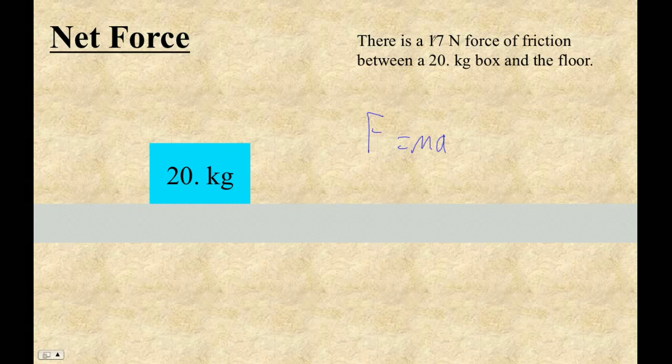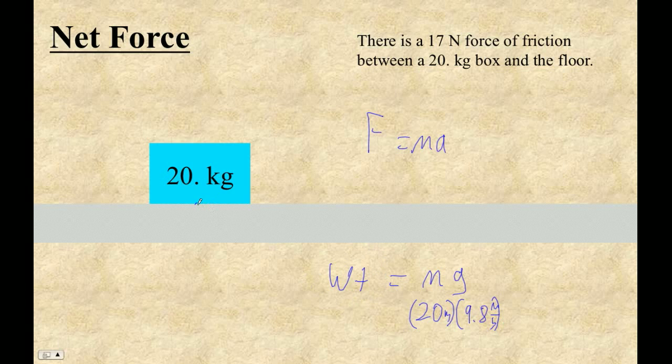So let's look at this thing here. There's 17 newtons of force of friction, right? There's a 20 kilogram box on the floor. If we look at all the forces acting on it, one of the forces is the force of gravity, right? So the weight of this thing is m times g, so it's 20 times 9.8, right? But that's offset by the force of the tabletop pushing up on the box, because if you didn't have that, then the box would be sinking into the table.